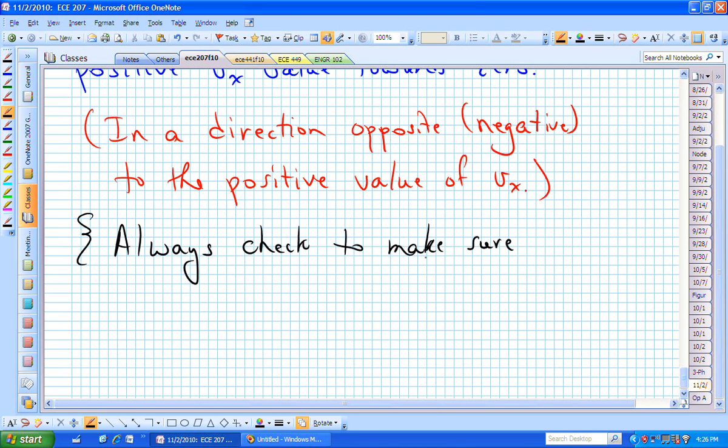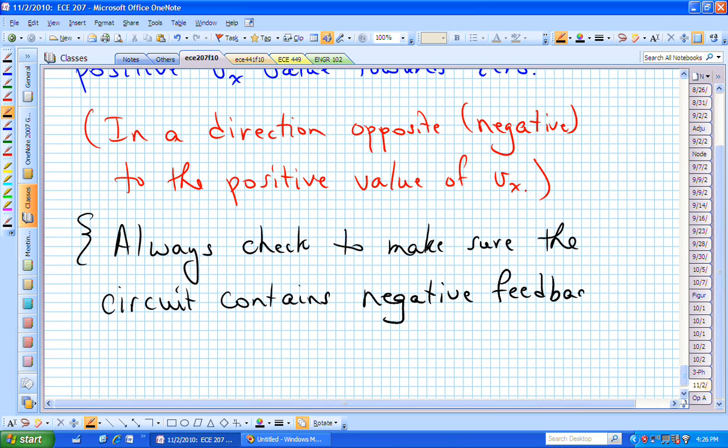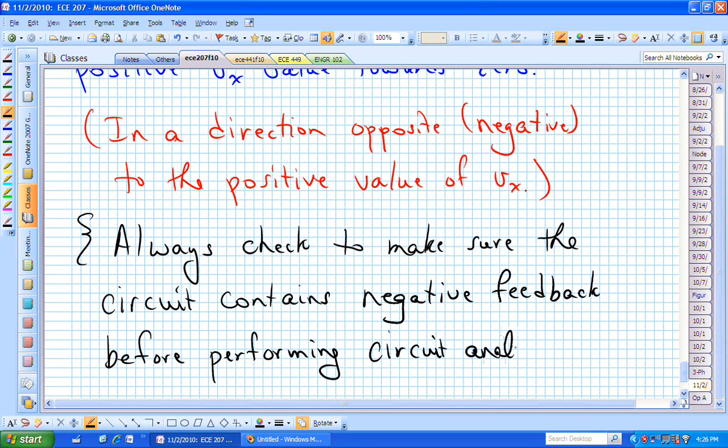So we're always going to check to make sure the circuit contains negative feedback, or we'll determine that it wasn't in negative feedback, and then our assumptions that we use to analyze the circuit we'll have to throw away and start over. So always check to make sure the circuit contains negative feedback before performing this circuit analysis.